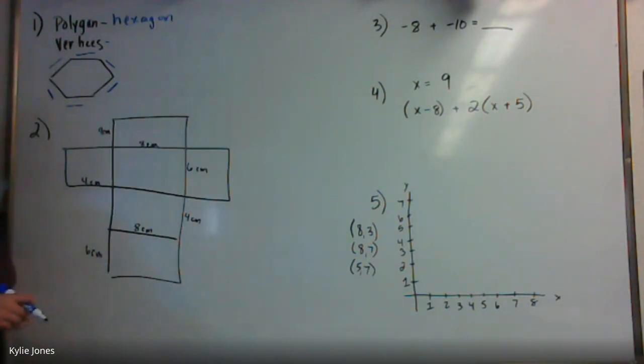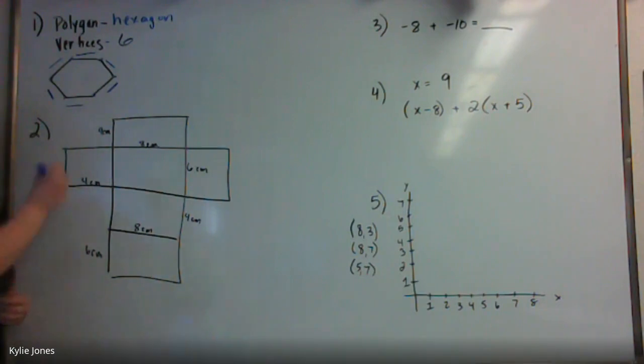Okay, so as we were saying, the vertices are the corners, right? So we have 1, 2, 3, 4, 5, 6. 6 vertices, 6 corners, right? Awesome. Hexagon has 6 sides, also 6 vertices. Good job. That was correct.